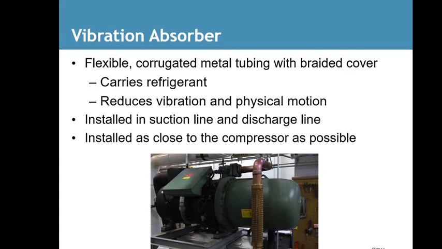Vibration absorbers. Flexible corrugated metal tubing with braided cover. Carries refrigerant, reduces vibration and physical motion. Installed in suction line and discharge lines, installed as close to the compressor as possible.